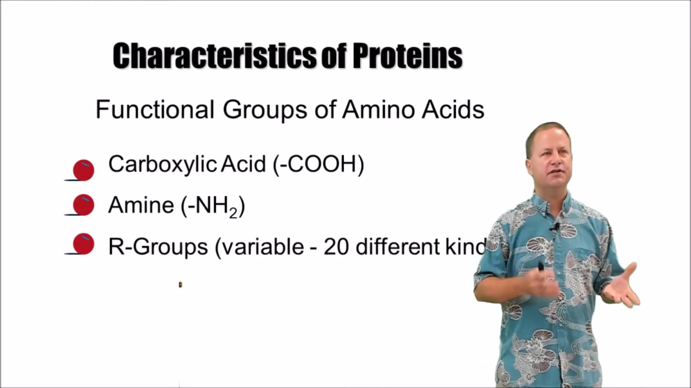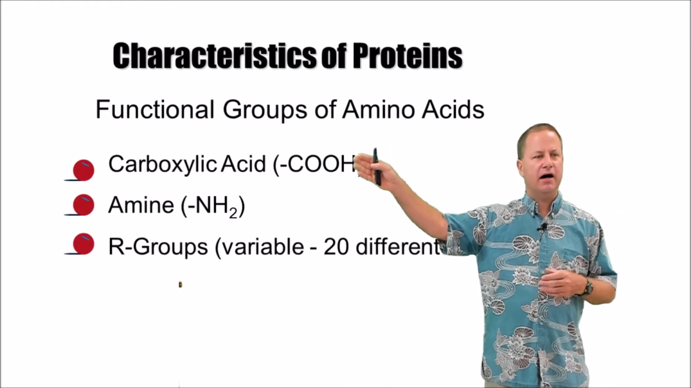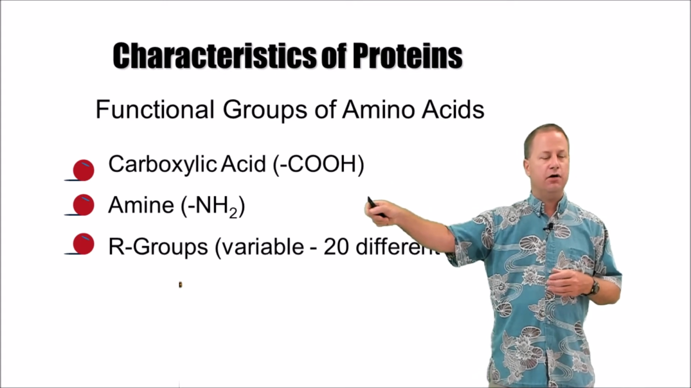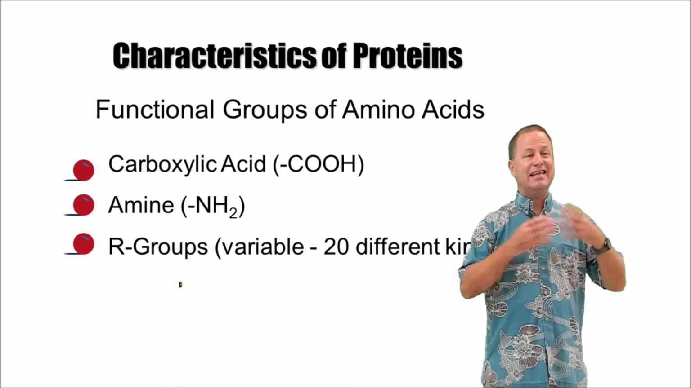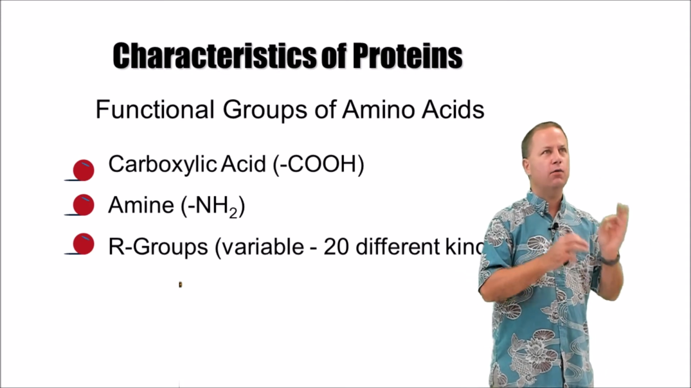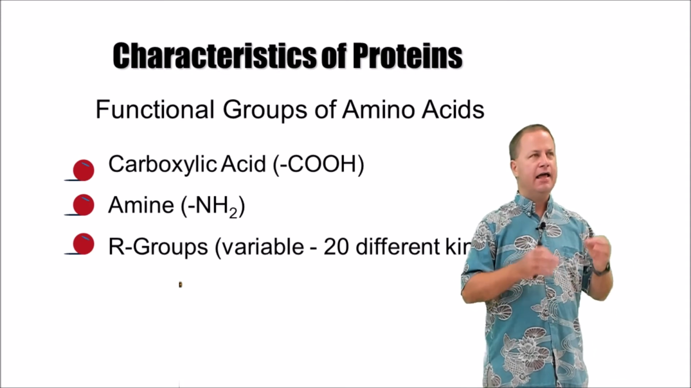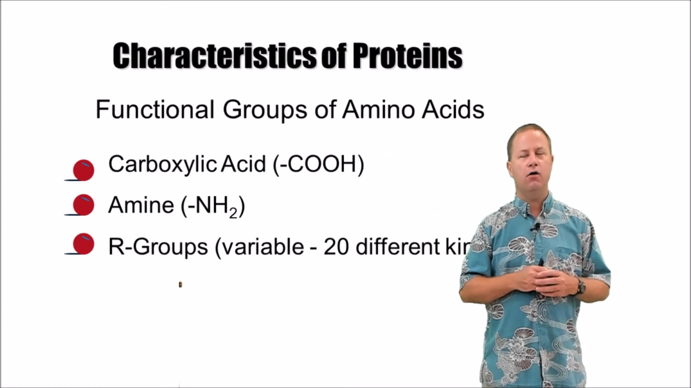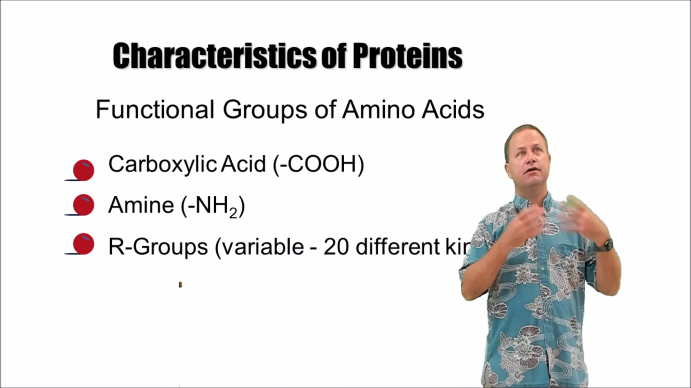Okay, so the characteristic groups of proteins: we have a carboxylic acid group, COOH, and then more importantly, the amino group. The amine group is NH2, and this is the way to identify whether or not something's an amino acid or a protein. If we see NH2 in conjunction with a carboxylic acid group, COOH, we then know it's an amino acid or a protein.